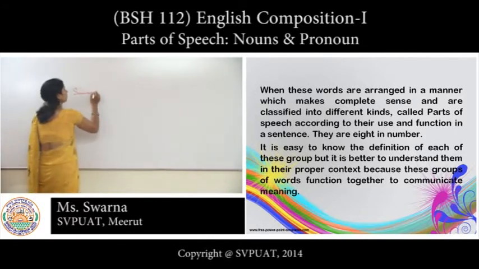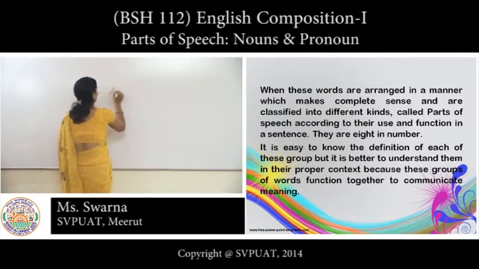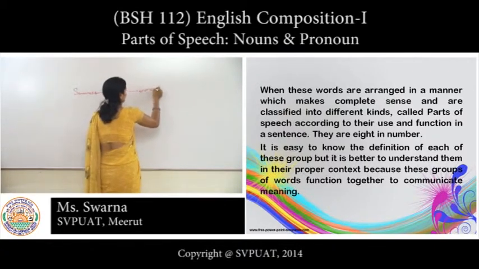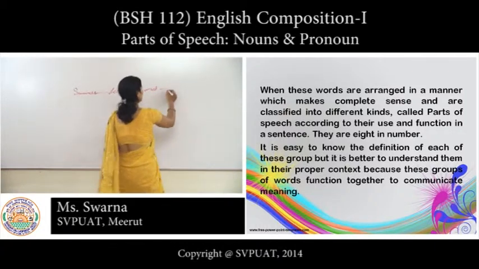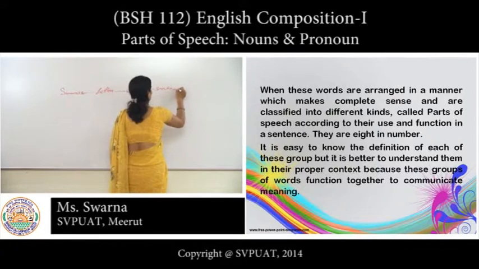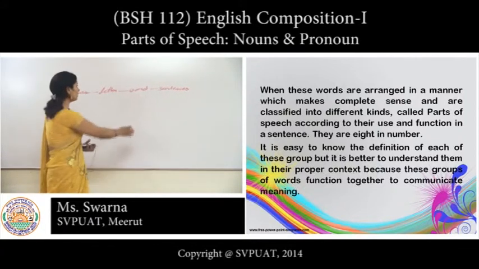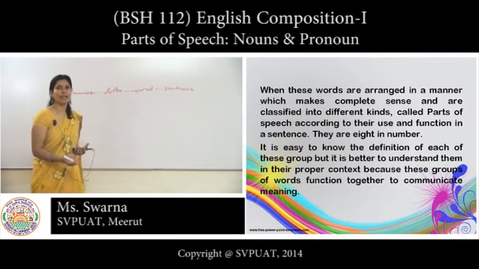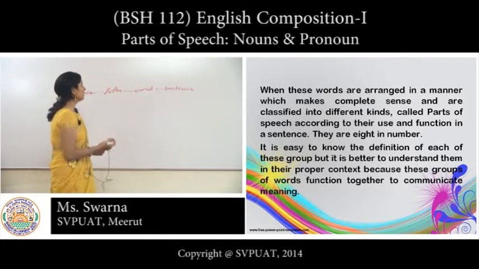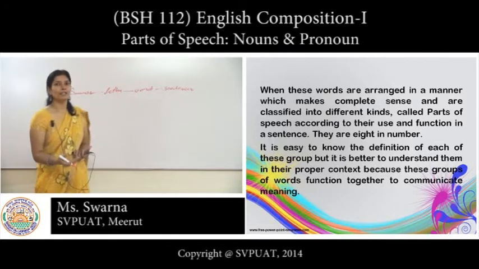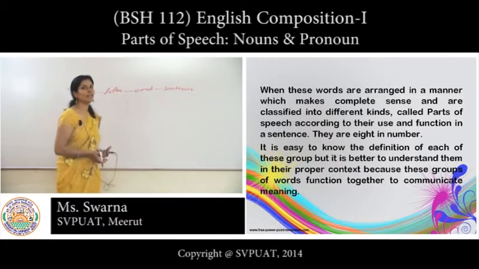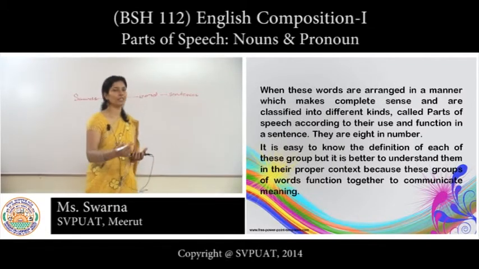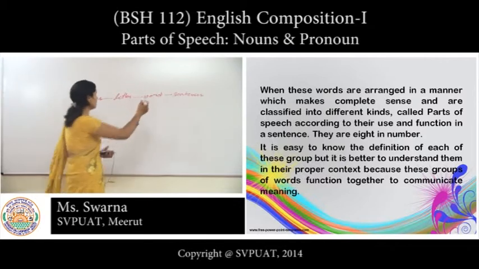A group of sounds makes a letter. A group of letters makes a word. And a group of words makes a sentence. When these words are arranged in a sentence and convey the complete sense and communicate the meaningful sense, then these words are called parts of speech, because these words are classified into 8 categories and these categories are named parts of speech. So today our topic is parts of speech.